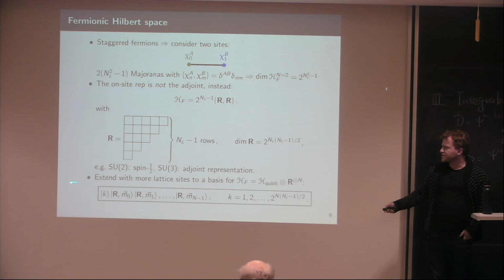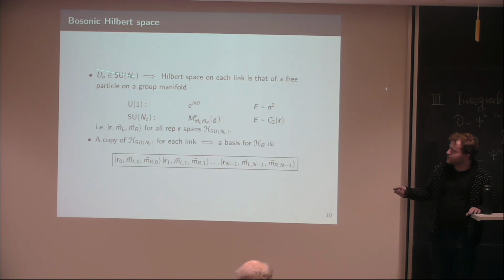And then I also want to keep track of the multiplicity coming from this multiplicity label here. That won't be so important for the discussion, but it's there and it will be along for the ride. So that's the fermions. Let's now talk about the bosons. So we said that we went from having a particle on a U1 manifold to a particle on SU(N_c).